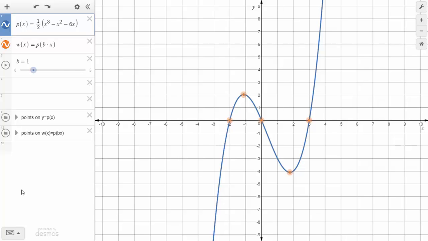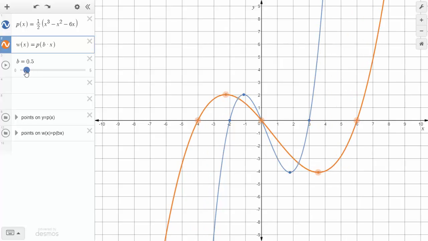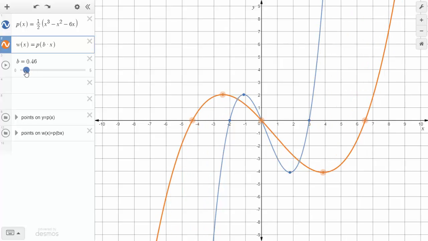In this example, we're going to explore what happens when we multiply the inside of a function by a negative number. We've already observed that when we multiply the inside of a function, here I've got w of x with a number representing an inside multiplier, b. When I let that number be bigger than 1, the graph gets compressed horizontally, while when that number on the inside of the function is less than 1, the graph gets stretched horizontally.